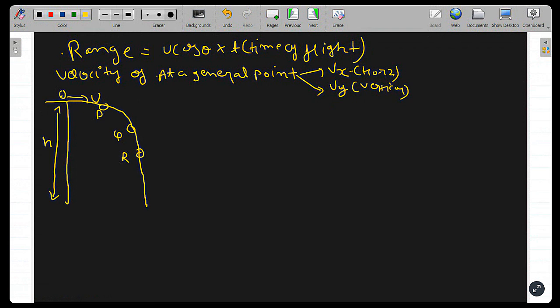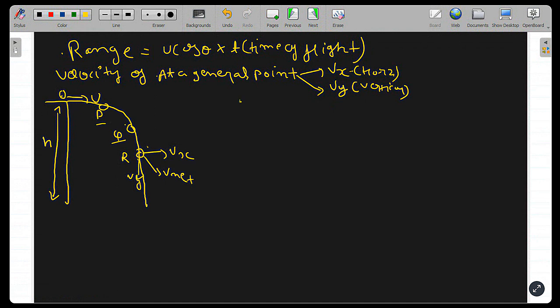Okay, so velocity at any point p or q or r, how will you calculate velocity? What will be your horizontal velocity? This will be your horizontal velocity, vx. This will be your vertical velocity, vy, and this will be your net velocity, v net. ठीक है. किसी भी पॉइंट के लिए कर सकते हैं, r के लिए भी कर सकते हैं, p के लिए भी कर सकते हैं.